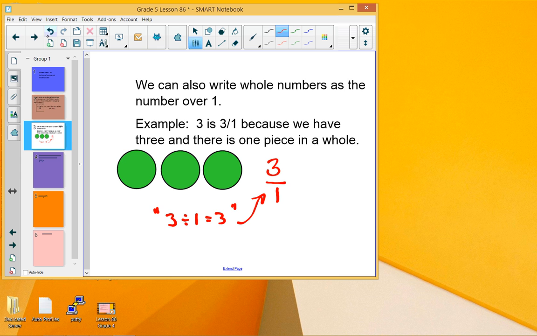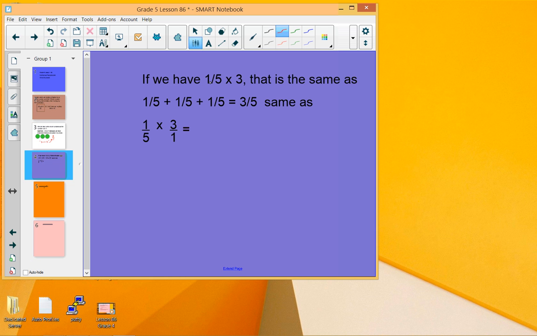Okay, so on our next page here, if we have 1/5 times 3, that's the same as 1/5 plus 1/5 plus 1/5, which equals 3/5. And that's exactly the same as saying 1/5 times 3 over 1, because 3 over 1 is still 3. So what we want to do here then is 1 times 3 is 3. 5 times 1 is 5, and we get 3/5. And that's exactly what we had here.